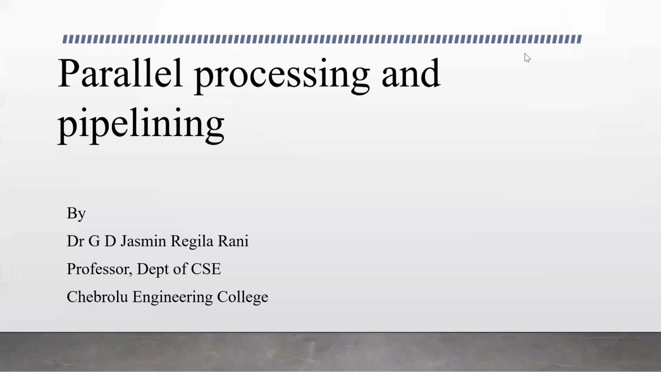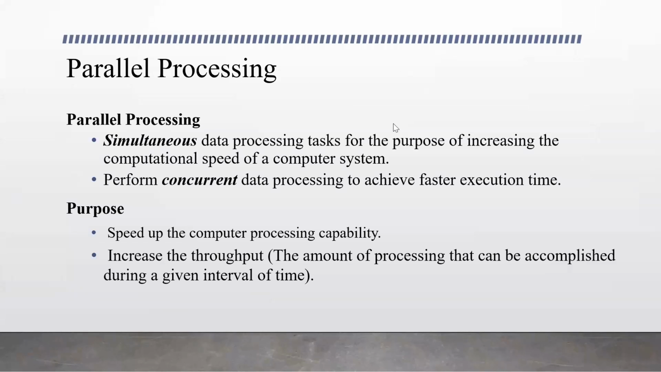Good morning, students. The topic here is parallel processing and pipelining. So, parallel processing. Parallel processing is performing simultaneous data processing tasks for the purpose of increasing the computational speed of a computer system. Parallel processing means executing many data processing operations at the same time. Okay, that is parallel processing.